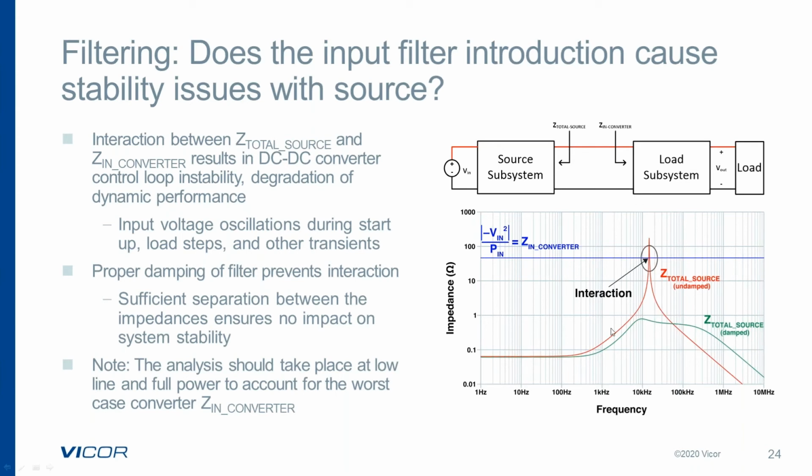Now here's a graph that actually shows that there was a negative interaction between my source and my DC to DC converter at this point. And so by adding a decoupling capacitor at the input of the DC to DC converter, we can actually reduce that total source impedance such that you have good separation from the input impedance of the DC to DC converter down to our source impedance.